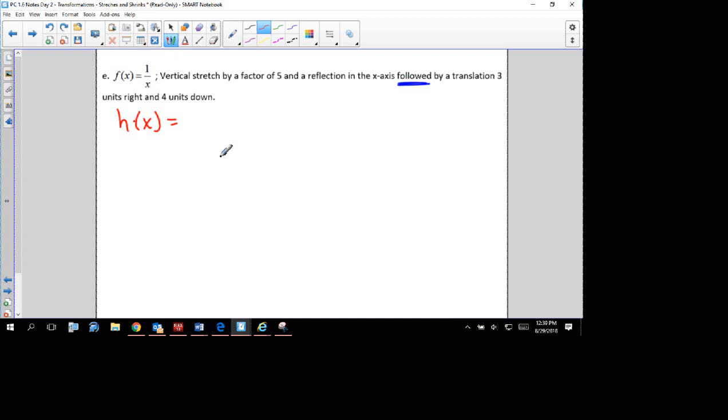If you forget which way is reflection in the x-axis, vertical. That's what I was looking for. Vertical. Right? We've done this a million times. So we will have a negative and a 5 outside. So negative reflects, the 5 does the stretch. Negative 5. So now I'm going to apply that to 1 over x.